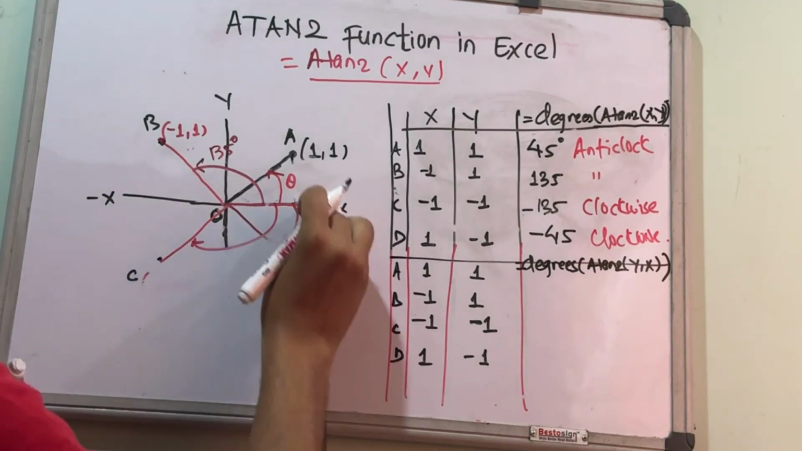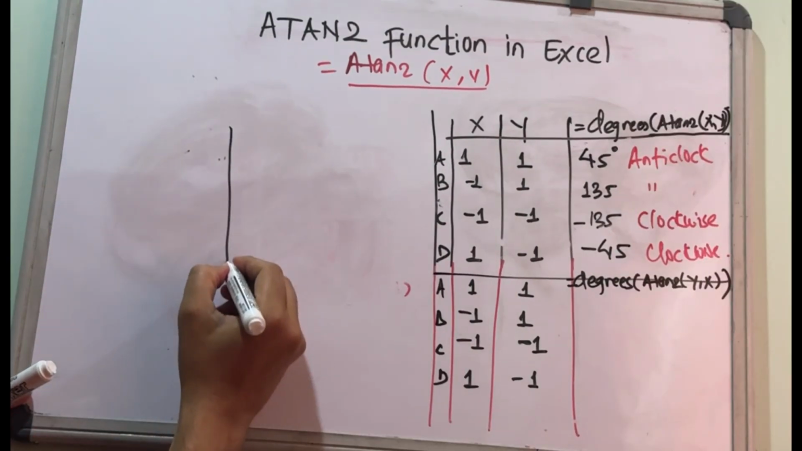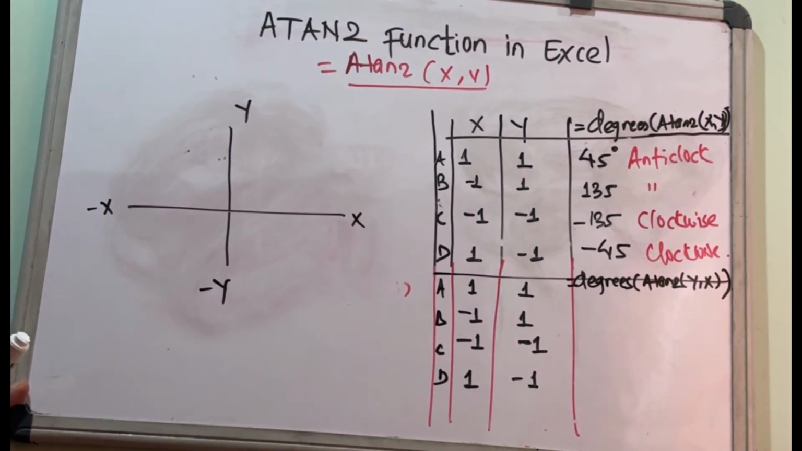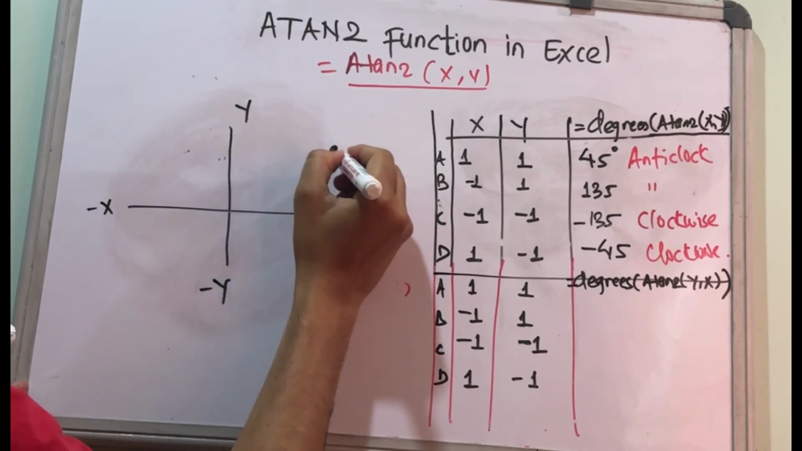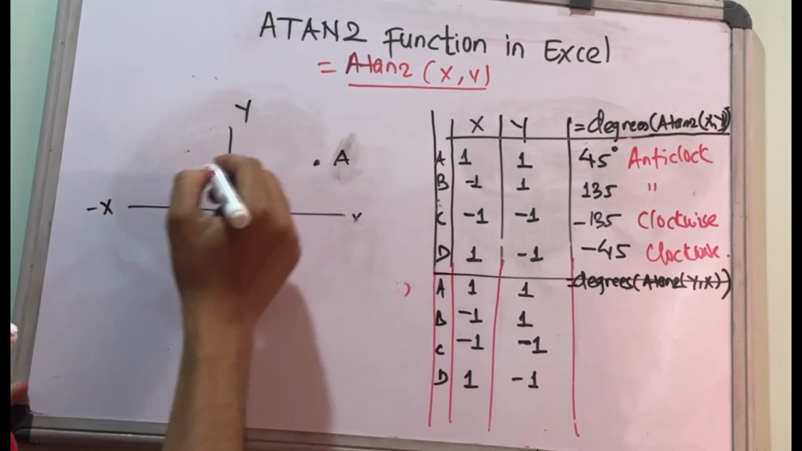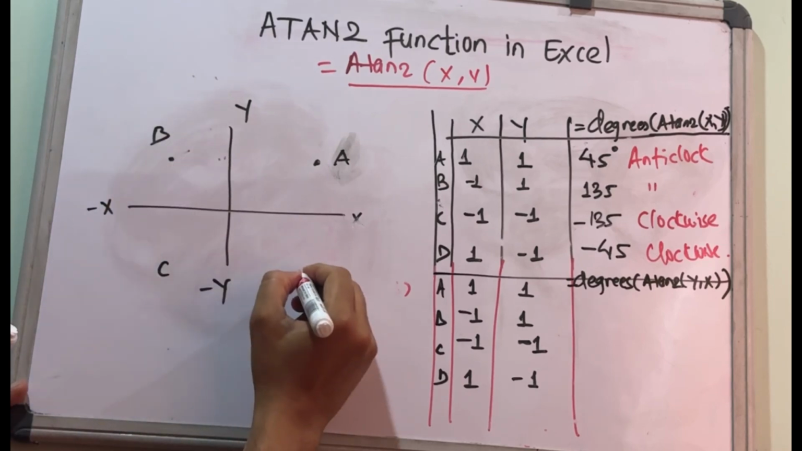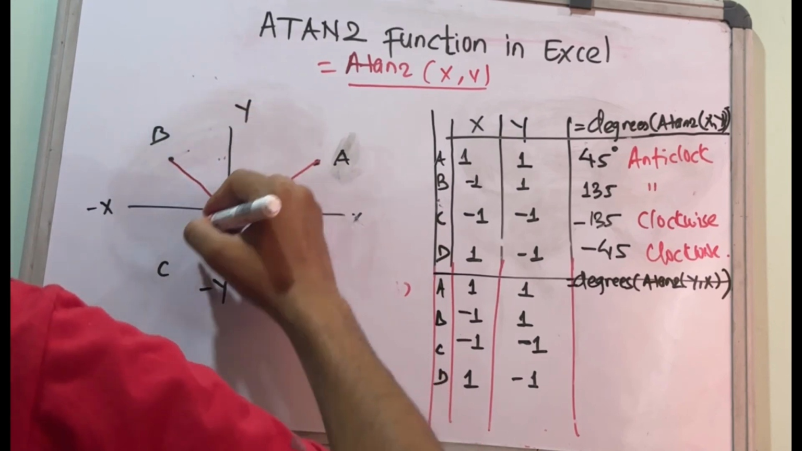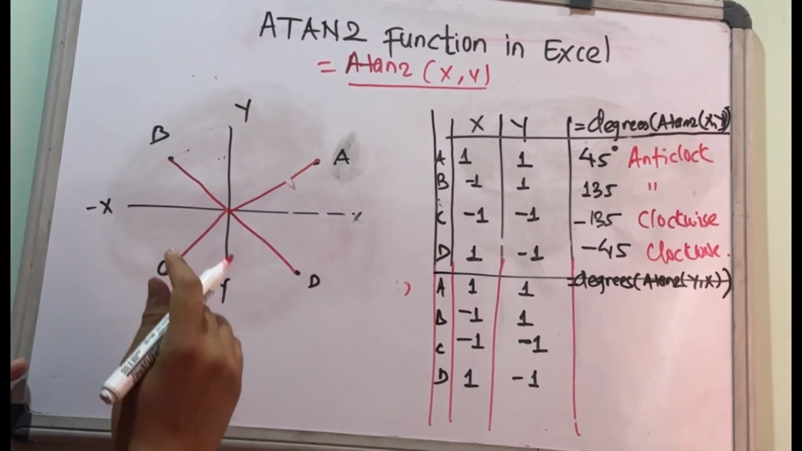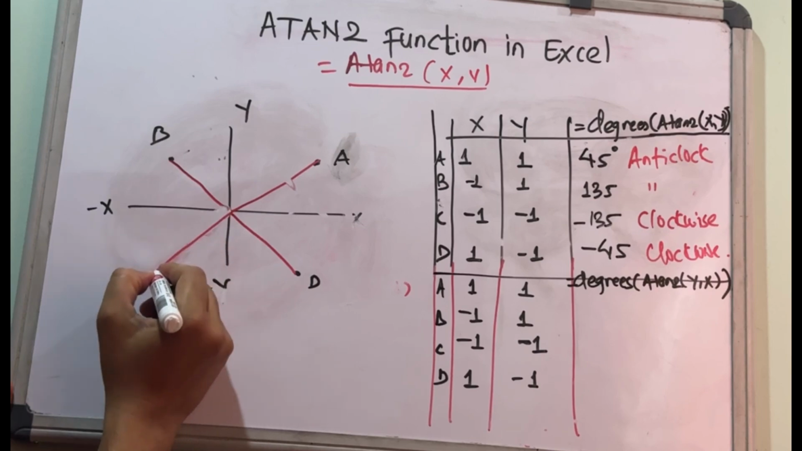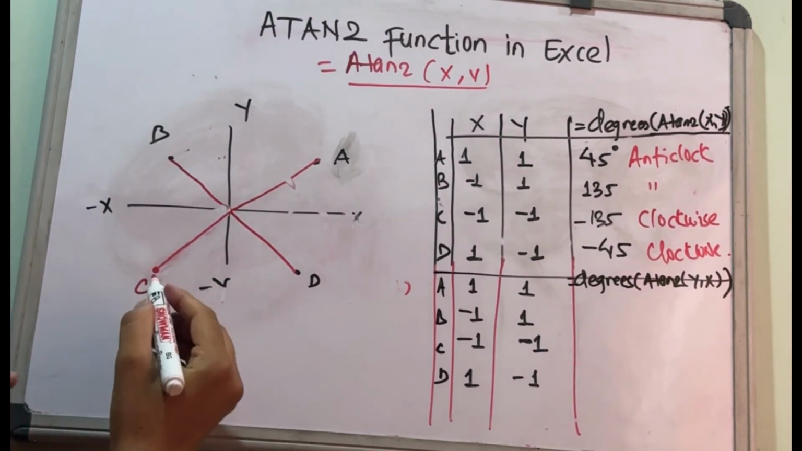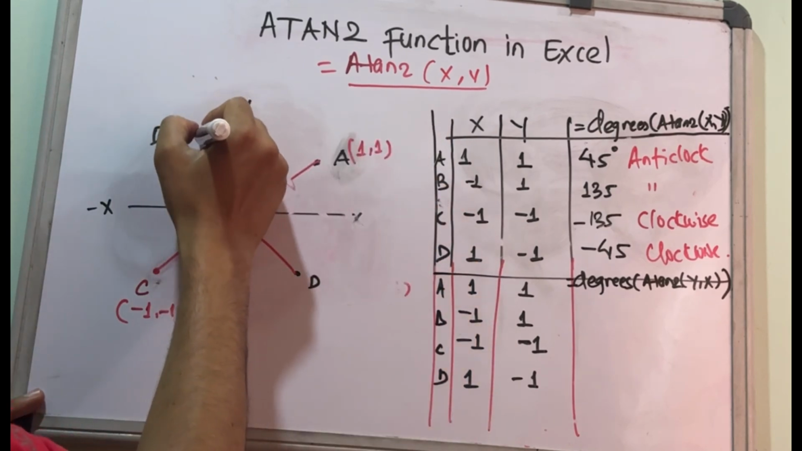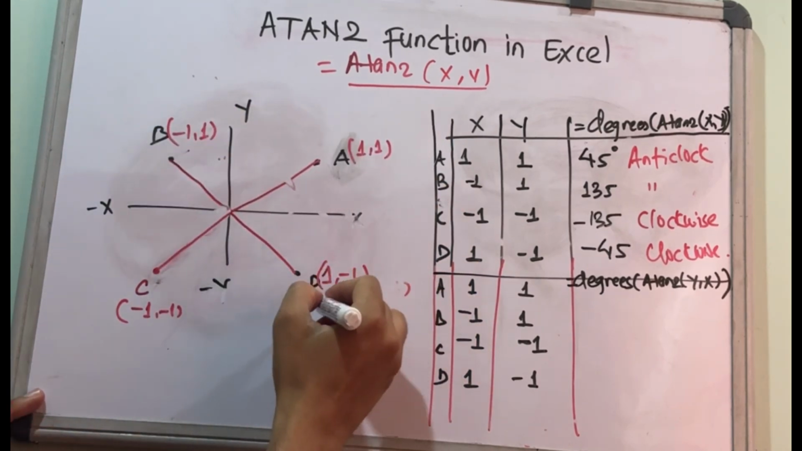So I will just rub this out. We have this positive x-axis, this negative, this positive y-axis, this negative y-axis. So we have points A, B, C and suppose D here. If you join these points, these are our lines. Okay, let's assume these are our lines. So this is your C. So this is minus 1, minus 1, 1, 1, minus 1, 1, 1, minus 1. So these are our x and y values.